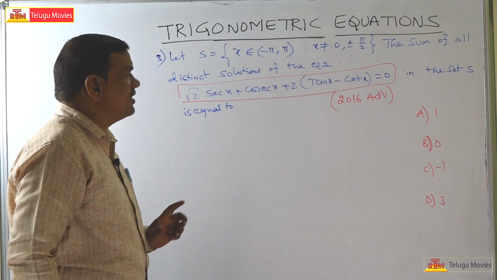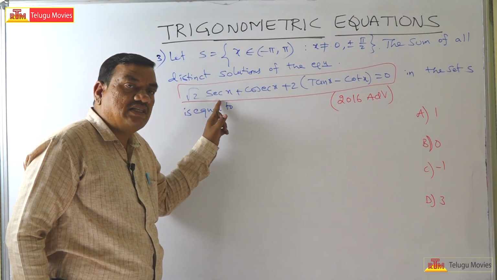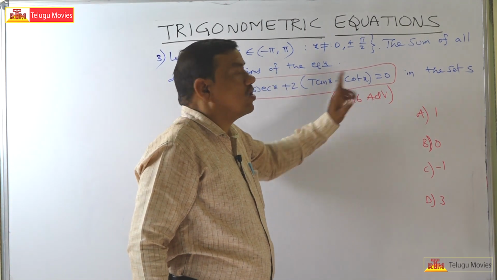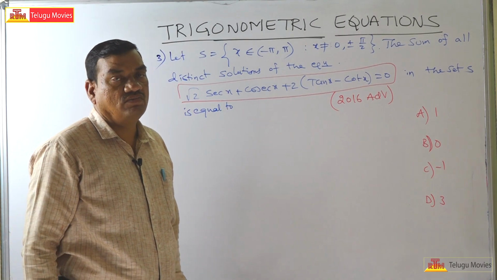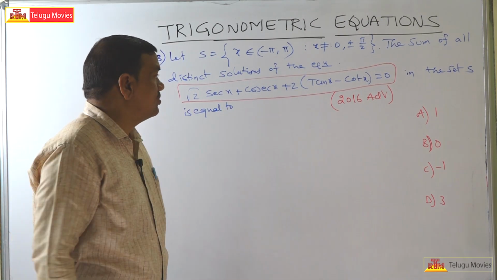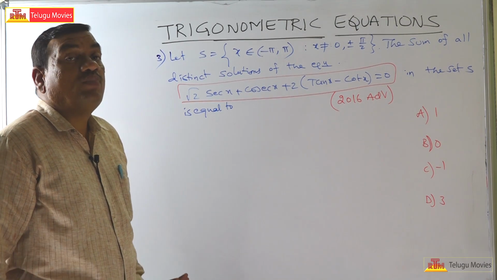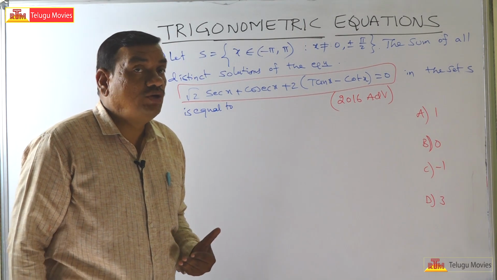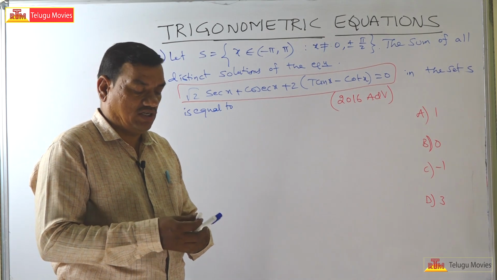Remember that whenever this type of question is given, here secant x is given, here cosecant x is given, here tan x is given, here cot x is given. All 4 trigonometric ratios are given, that means except sin and cos, all 4 are given. Such problems can be easily solved by converting them into sin and cos. First you do that. Let us see what happens.